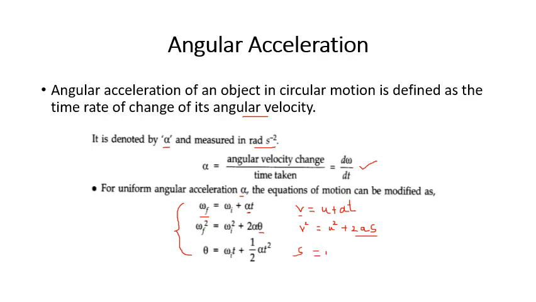And what is your second equation? s equal to ut plus half at squared. Okay. So substitute s as theta, u as omega i and a as alpha. So you will get your second equation as theta equal to omega i t plus half alpha t squared. Okay, so this is about your angular acceleration, and we saw equations of motion in terms of angular acceleration, angular velocity, and angular displacement.